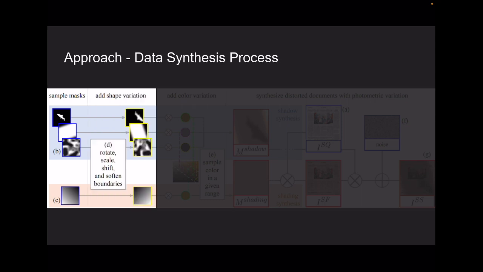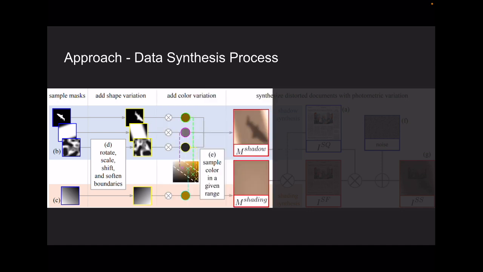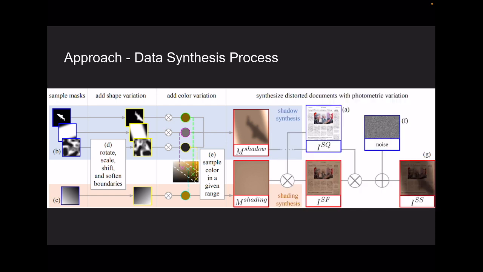Second, in order to enrich the dataset, we use different transformations to add shape variations. Third, we add color variation. We sample colors in a given range and use them to obtain synthesized shadow maps and shading maps. Finally, we get triplets for our synthesized dataset for training.